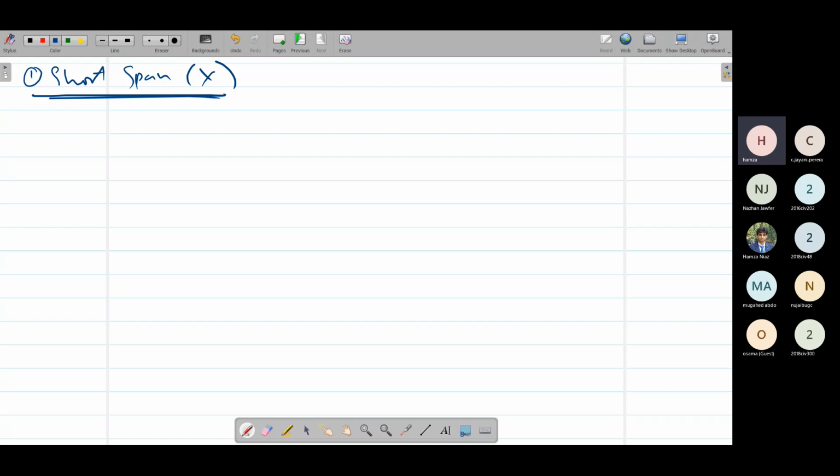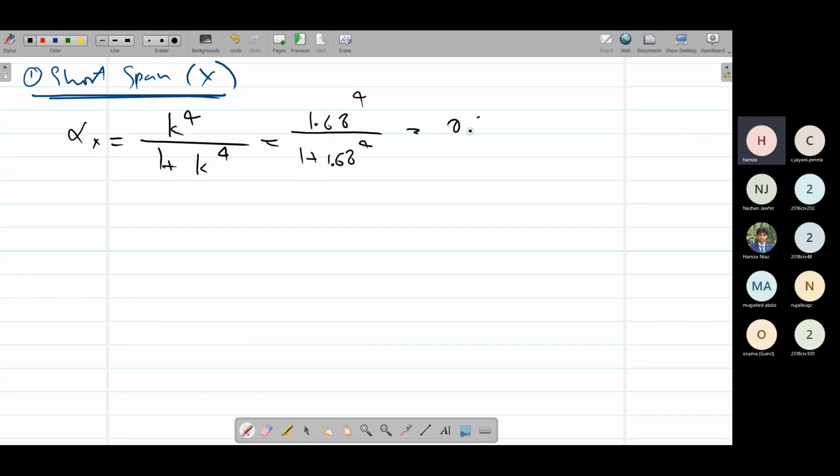For X, first calculate the alpha value. So alpha X is equal to K power 4 over 1 plus K power 4. Remember this formula, it may not be provided. So K is 1.68, over 1 plus 1.68 power 4. So that is 0.89. This means that 89% of the total moment that would be generated would be transferred to the short span. That is why the short span is called critical, and the long span is ignored there, because almost all the moment is transferred to the short span. Only 11% would be transferred to the longer span. So short span has 89%.